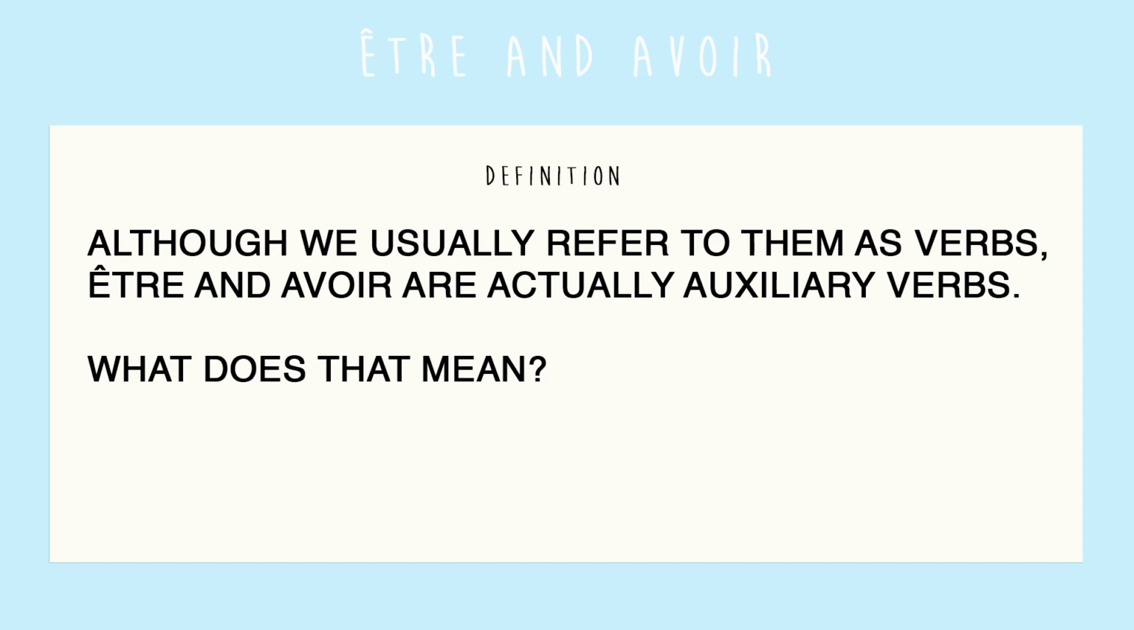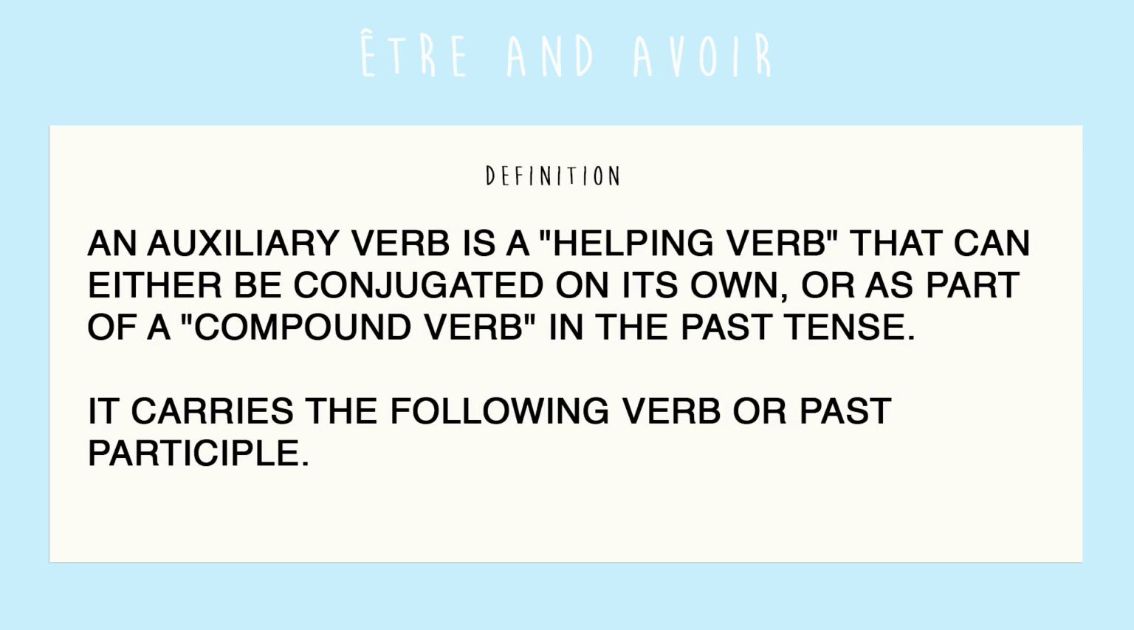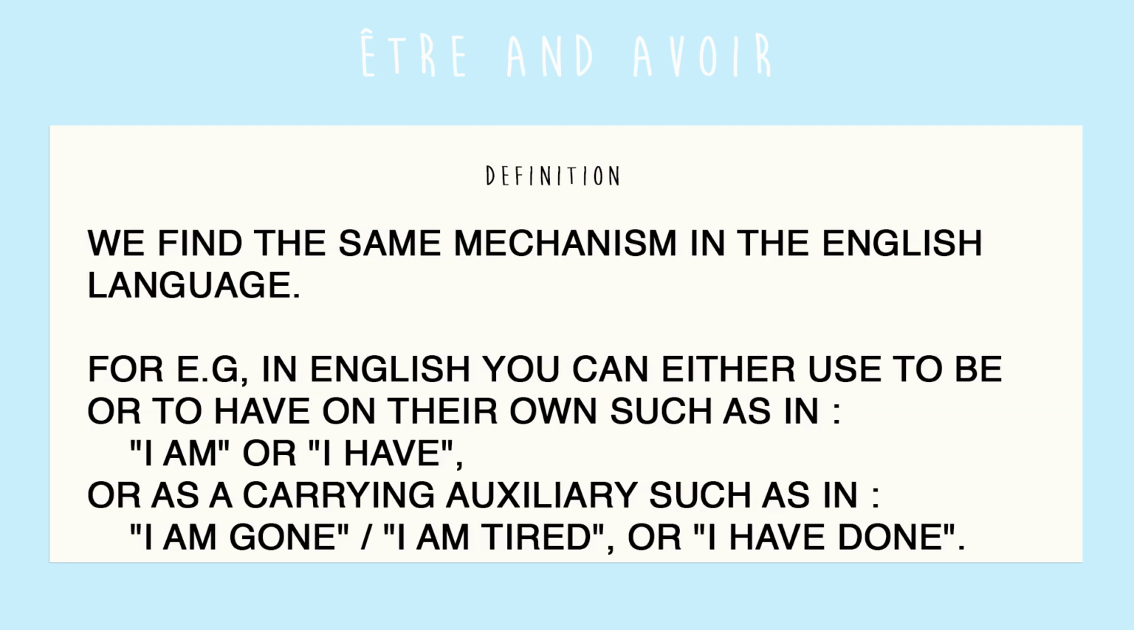Although we usually refer to them as verbs, être and avoir are actually auxiliary verbs. What does that mean? An auxiliary verb is a helping verb that can either be conjugated on its own or as part of a compound verb in the past tense. It carries the following verb or past participle. We find the same mechanism in the English language.